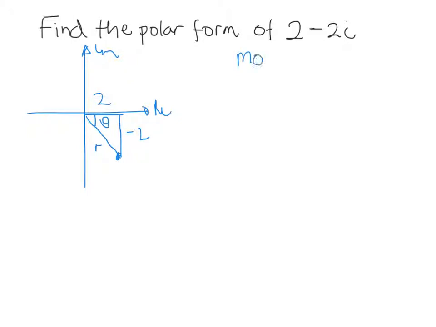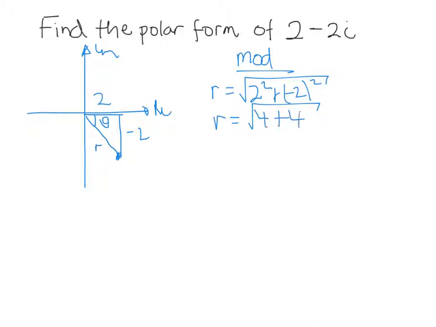So if we say the modulus, let's see, r will be equal to the square root of 2 squared plus minus 2 squared, which will be 4 plus 4, square root of 8, which is 2 root 2.